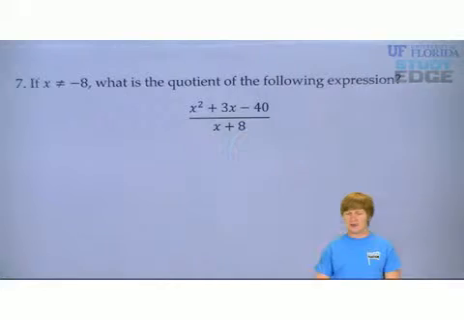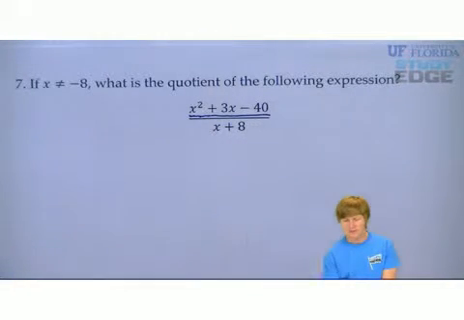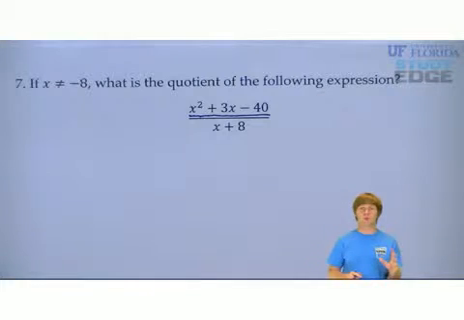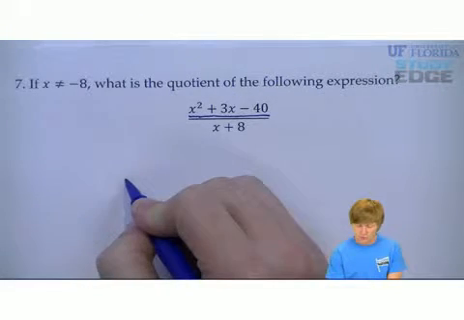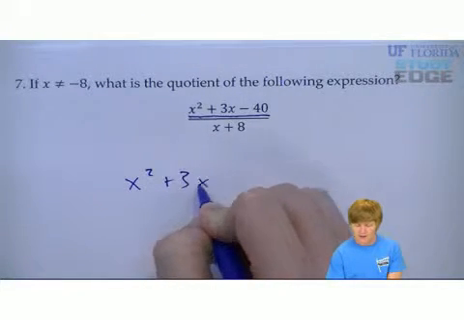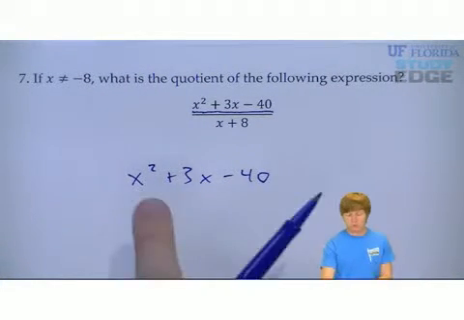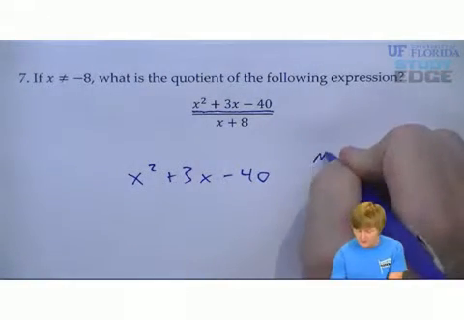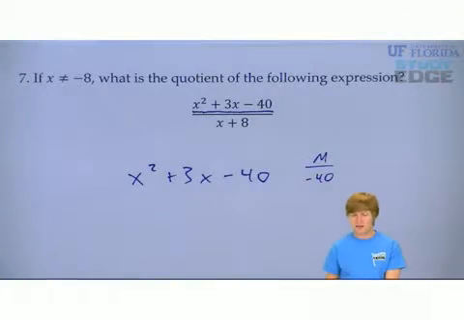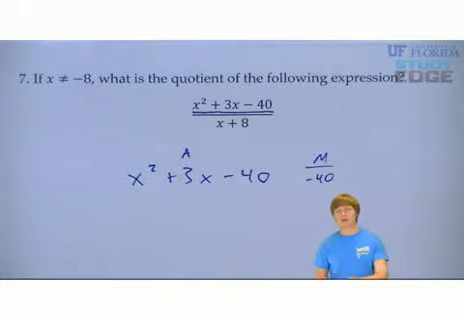Now I look and say, I can't really divide anything right now the way it is currently. But what I have to ask myself is, can I factor the numerator? Can I factor x squared plus 3x minus 40? Well, let's find out. Remember, when we factor something that has a 1 as the coefficient on the x squared term, I'm going to find two numbers that multiply to be negative 40 and add to be 3. Remember, multiply to be negative 40, add to be 3.